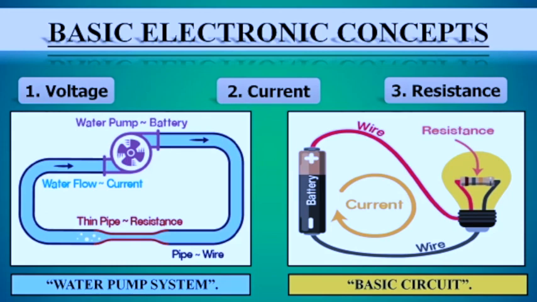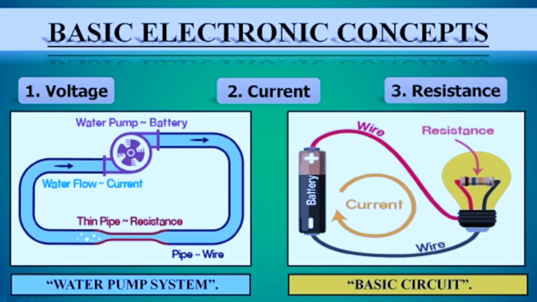See, in the water pump system, you can relate the water pump with the battery in the basic circuit and water flow in the water pump system you can relate with the current in the basic circuit. And thin pipe is the resistance and pipe in the water pump system you can relate it with the connecting wires.